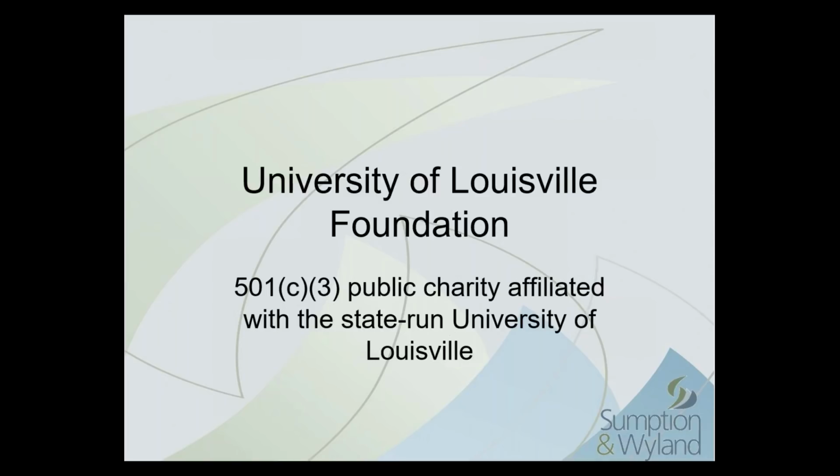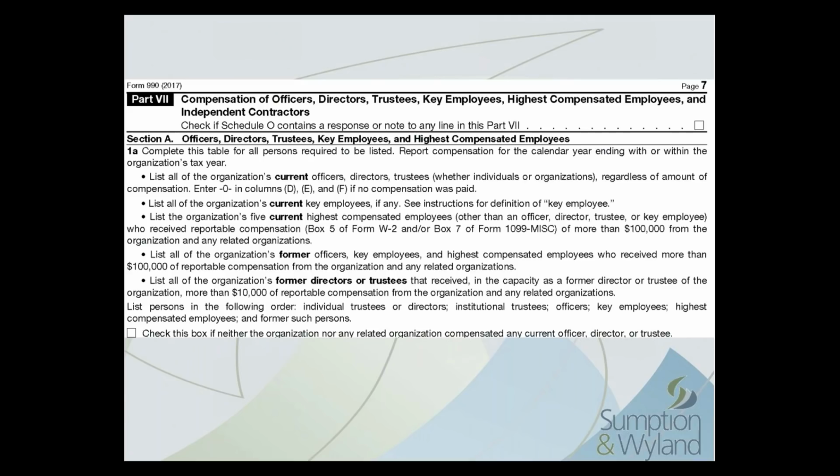If we look at the next slide, we'll see Part 7 of the 990 talks about compensation of officers, directors, trustees, key employees, highest compensated employees, and independent contractors. And note immediately below that it says, check if Schedule O contains a response or note to any line in this Part 7. So again, this is a hint from the IRS saying if you want to talk about anything that's included here, Schedule O is the place to do it and let people know that you've got an explanation.